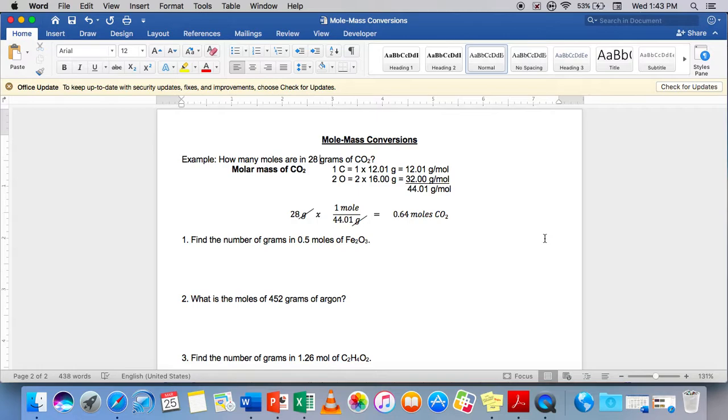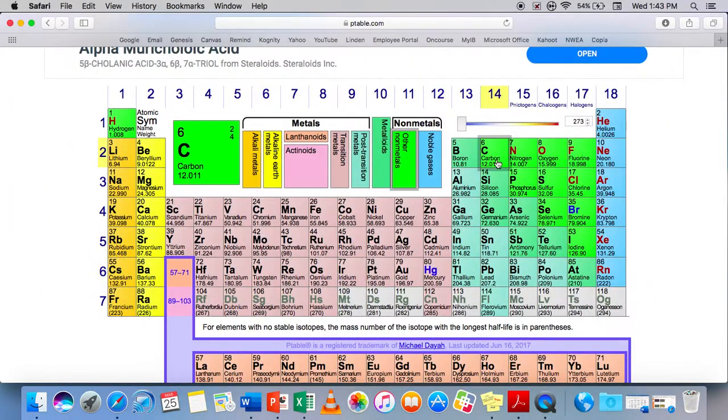To find the molar mass of carbon dioxide, I figure out how many atoms of each element I have. So I have 1 carbon, and I have 2 oxygens. Then I need to find the molar mass of each element, and I find that by going to a periodic table. So carbon is 12.01, oxygen is 15.99. You can round that up and use 16 as oxygen. I will allow you to do that.